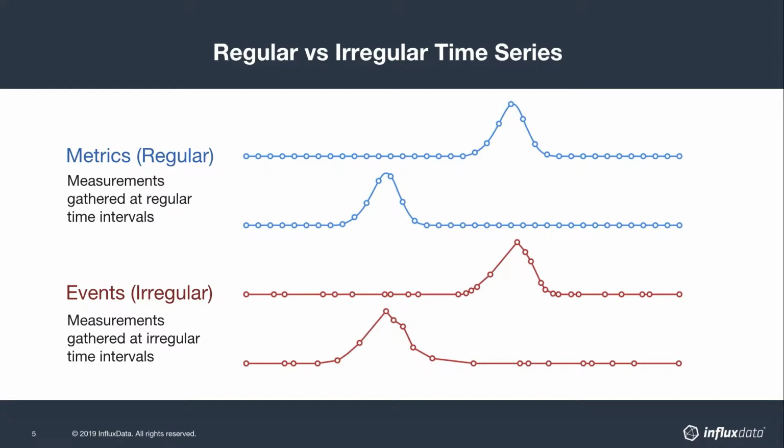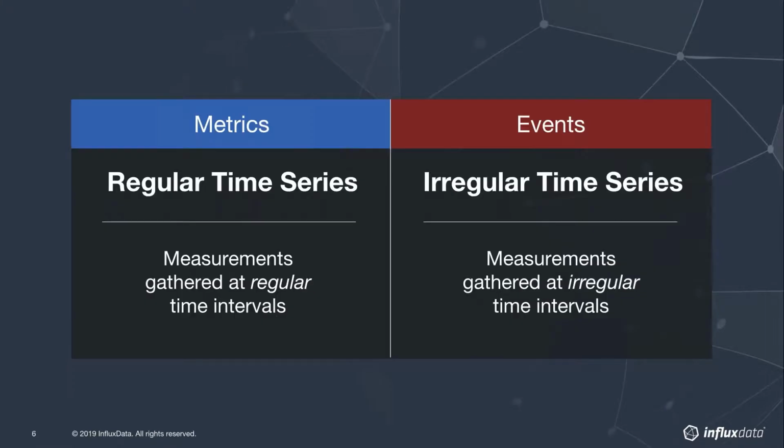And as an aside, InfluxDB and the Influx TICK stack are able to process and capture both metrics and events. Prometheus at this point only captures metrics. So just to recap, what we're talking about here are metrics and events, and time series data will fall into one of these two categories: regular time series being measurements gathered at regular time intervals, and irregular time series being measurements gathered at irregular time intervals.